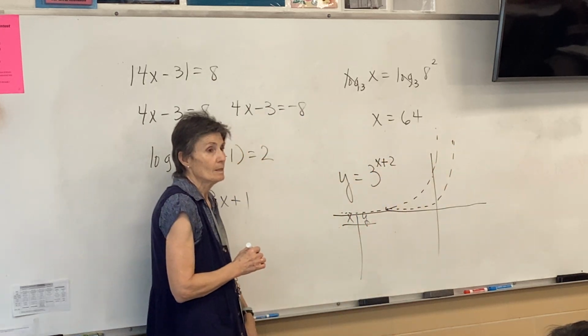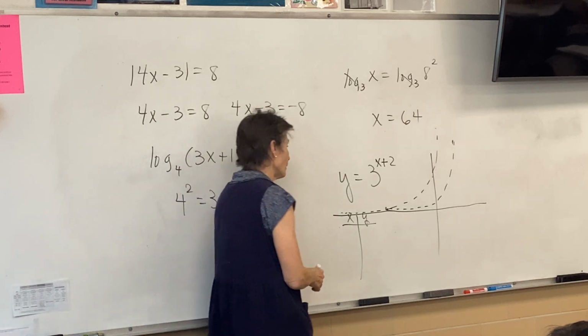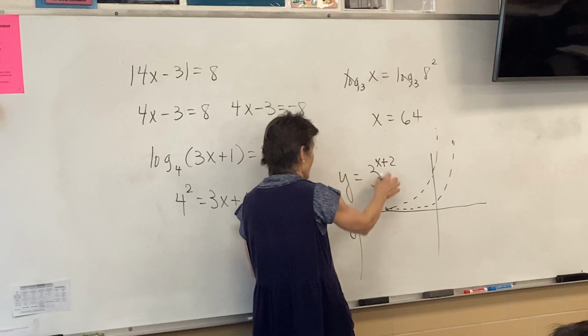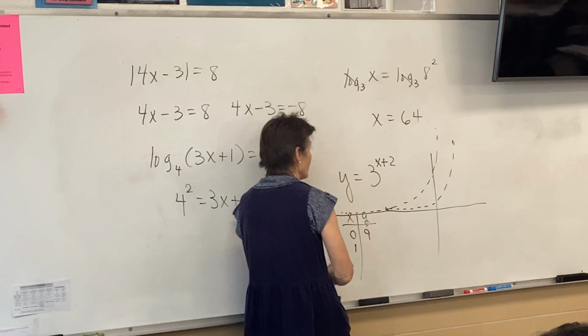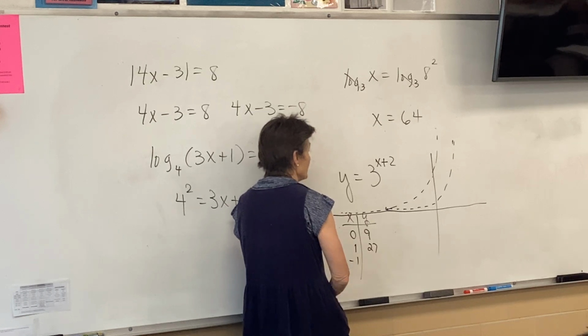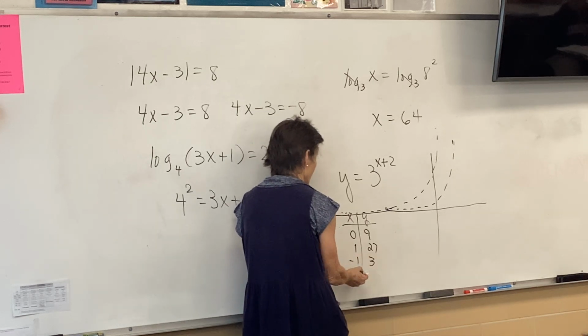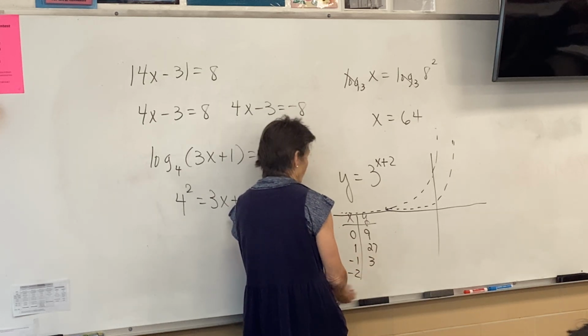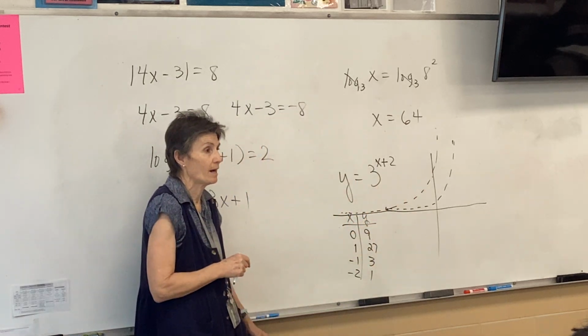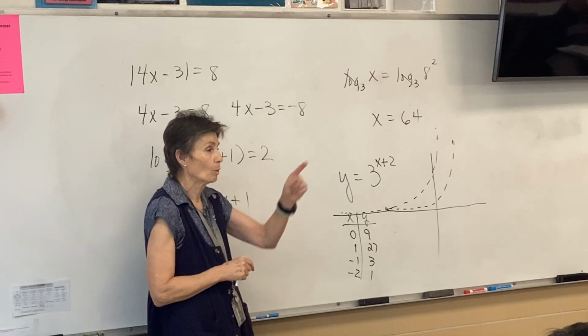But again, if you don't know that, you can say, okay, what happens if I put in 0? I get 9. What happens if I put in 1? Okay, I think I'll go the other way. What happens when I put in negative 3? Negative 2. 1. There you go. And once you've got enough points, you can just plot them and connect the dots. That will work every time.